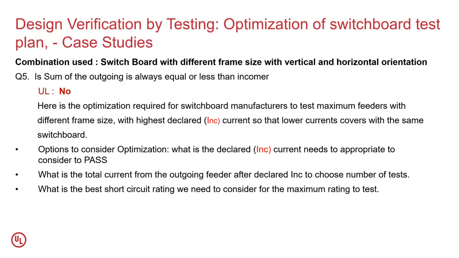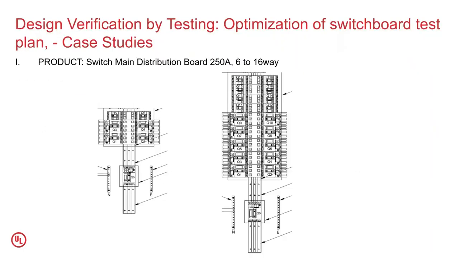What is the total current of the outgoing feeders? Depending upon that, you can declare the INC also. Not only RDF, you can also declare rated test current as per your requirement. Again, it's the optimization that we discuss one-to-one with manufacturers once you submit the engineering drawing to us. You can see this 250 amp 6-way and 16-way, we can discuss under one certification, optimization is possible.